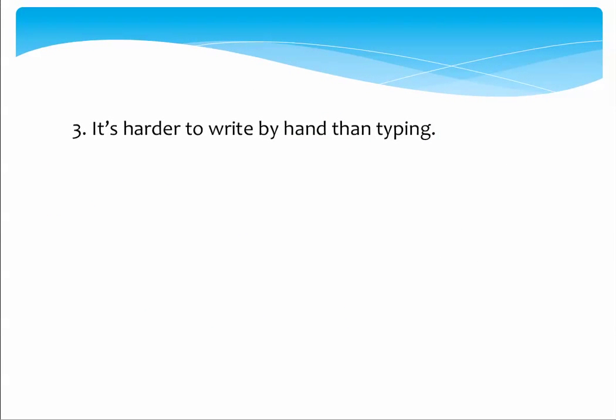Number 3, it's harder to write by hand than typing. Again, I'm looking for my joiner, my conjunction, than. What am I joining? To write by hand and typing. If you were to look at this, you could tell right away it's not parallel. I've got 4 words on one side and 1 word on the other. And parallel structure doesn't necessarily mean that you have the same number of words. They definitely need to be in the same form. I don't have an ing in the first part, so definitely something's wrong here.